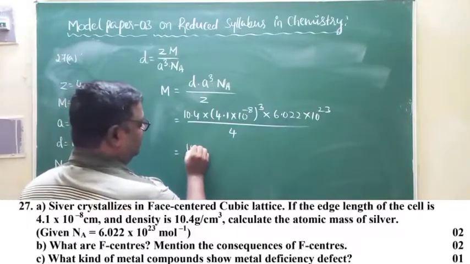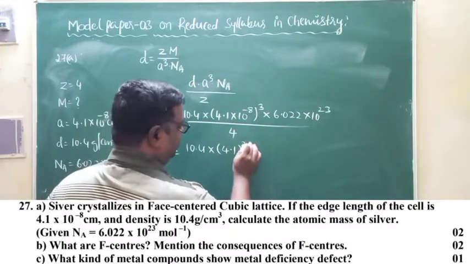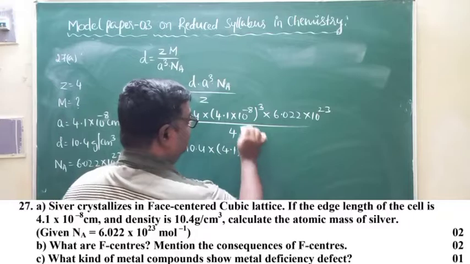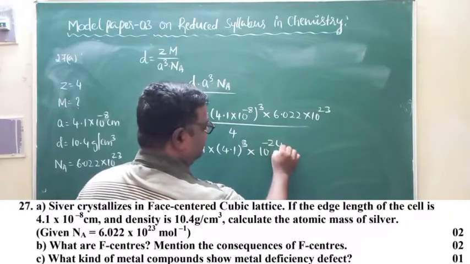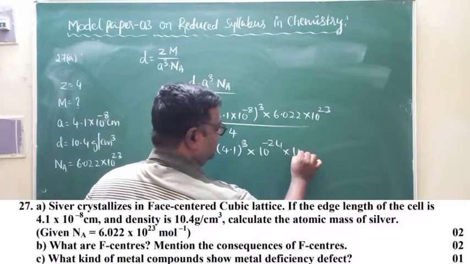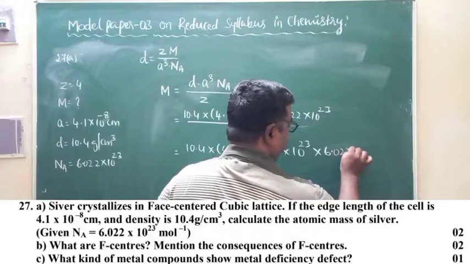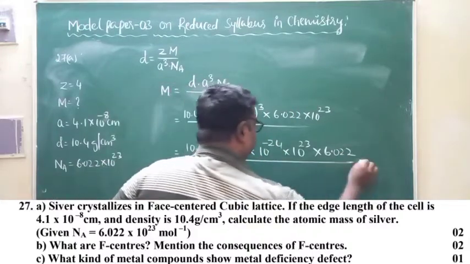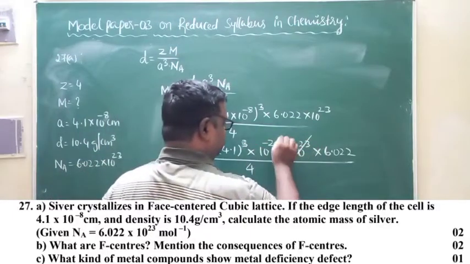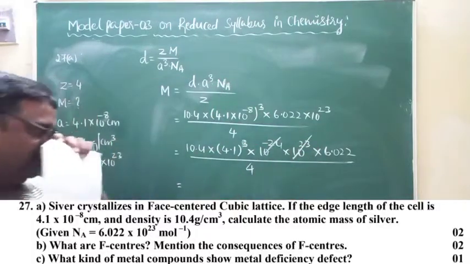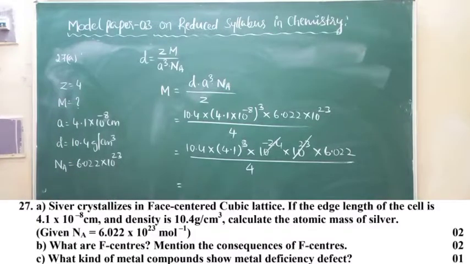Simplify: 10.4 into 4.1 whole cube, into 10 to the power of minus 8 into 3, which is minus 24, so 10 to the power of minus 24, into 10 to the power of plus 23, and of course into 6.022, divided by 4. If we take plus 23 minus 24, what happens? 10 to the power of minus 1 comes. Now let us simplify, right?